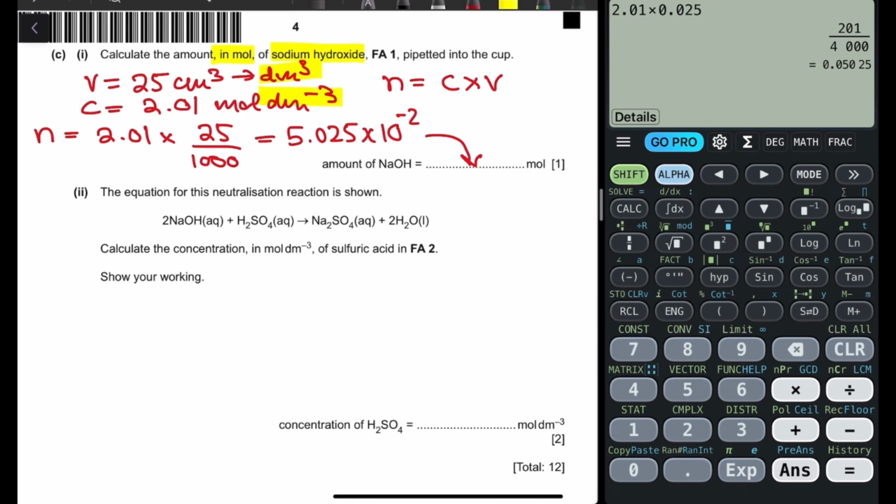The next part of part C asks us to calculate the concentration of sulfuric acid, and it's given us the equation. So the molar ratio of sodium hydroxide to sulfuric acid is 2 to 1. That means the moles of sulfuric acid are going to be half of the moles of sodium hydroxide. So we're going to take our moles of sodium hydroxide and we're going to divide them by 2.